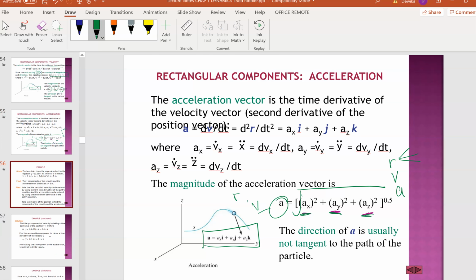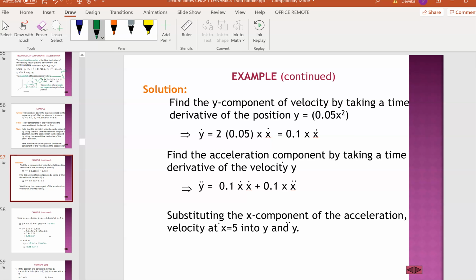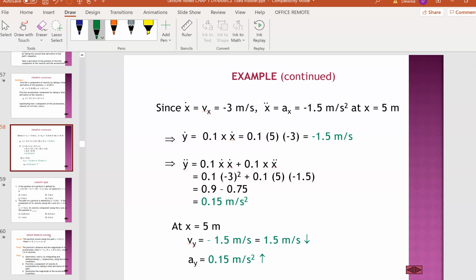Okay. So as usual, I'm going to skip the example that's given in the textbook.